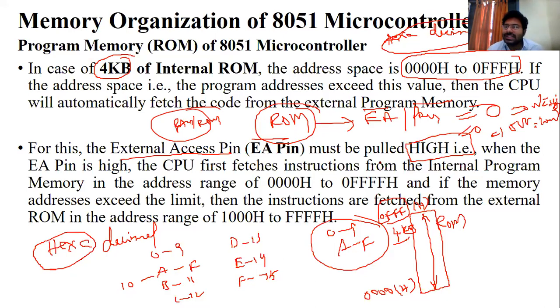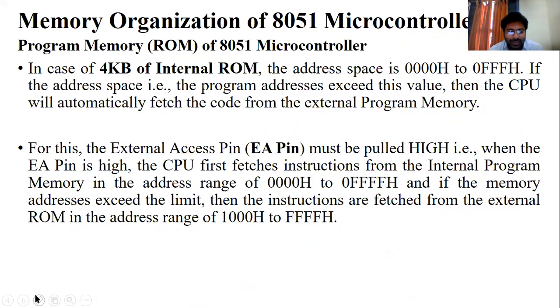See this, there is a small logic behind that one. You must understand it carefully. A very interesting logic is there. What is the internal program memory? The internal program memory is 4K. The external program memory is also 4K.